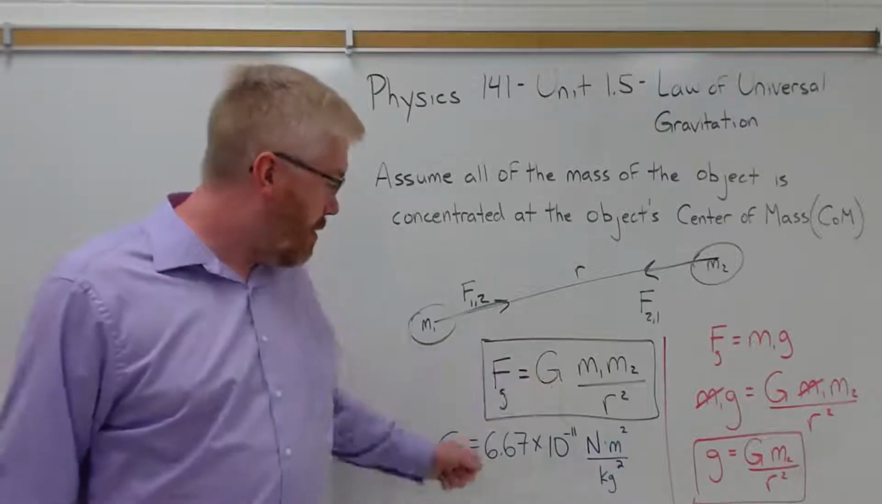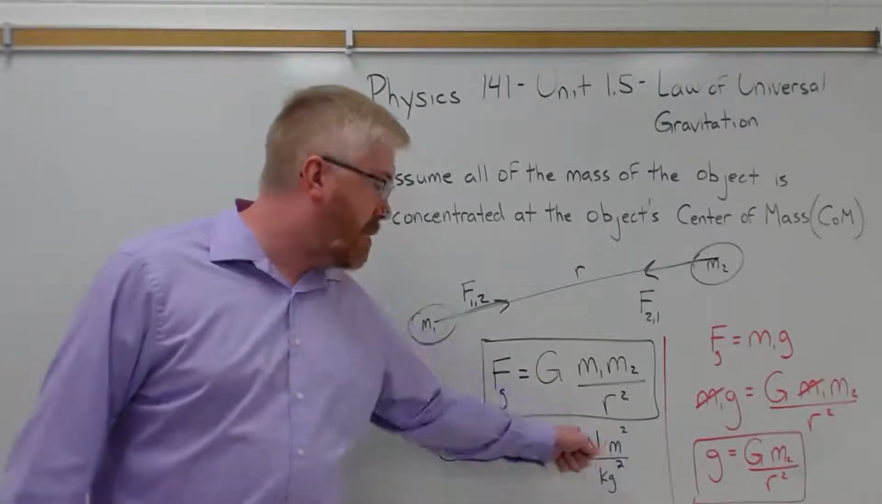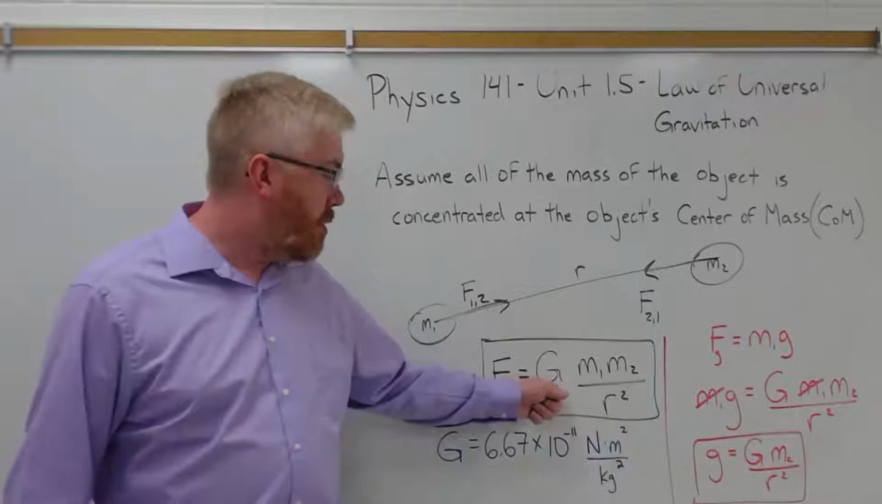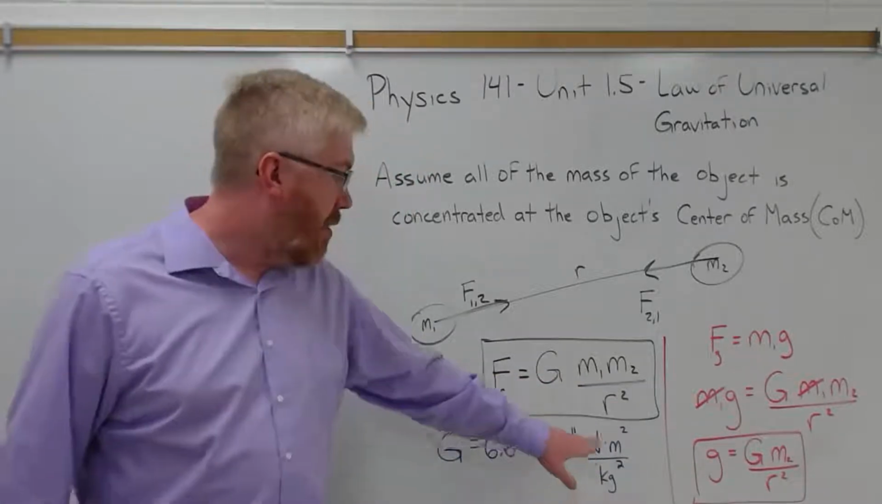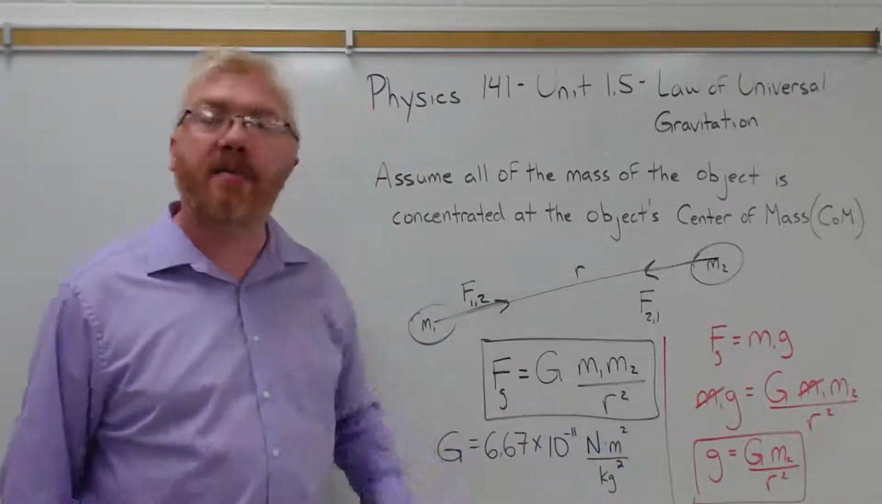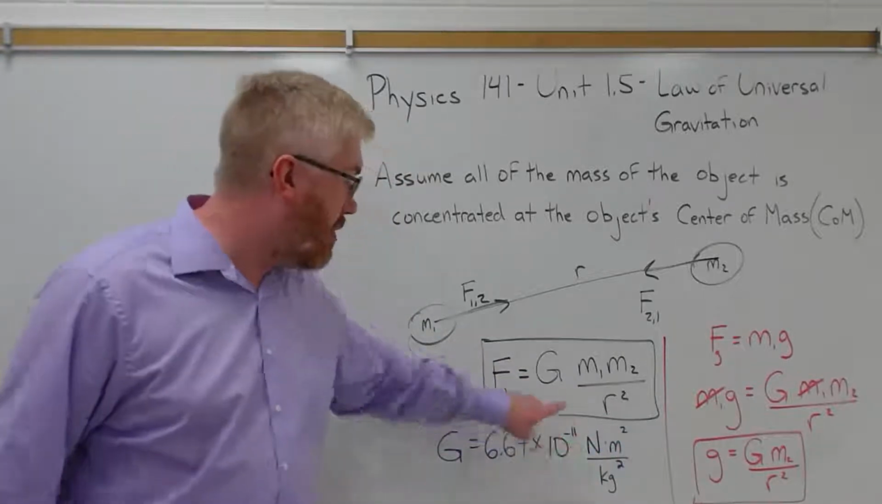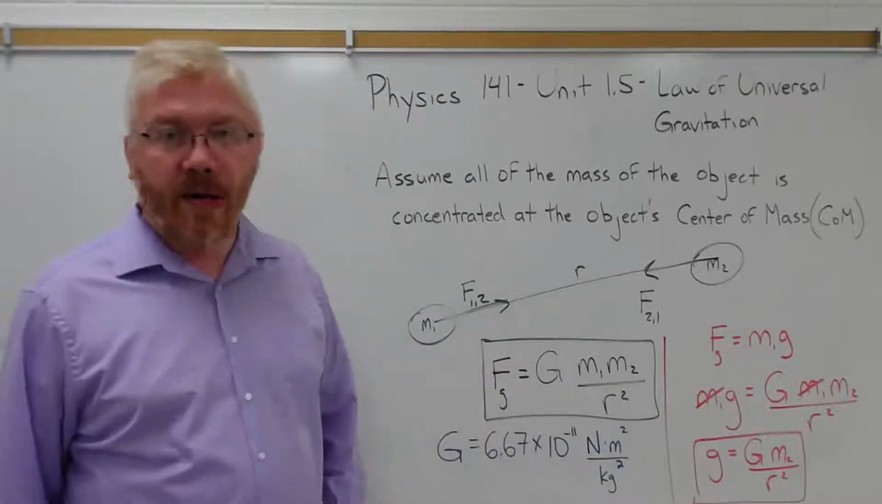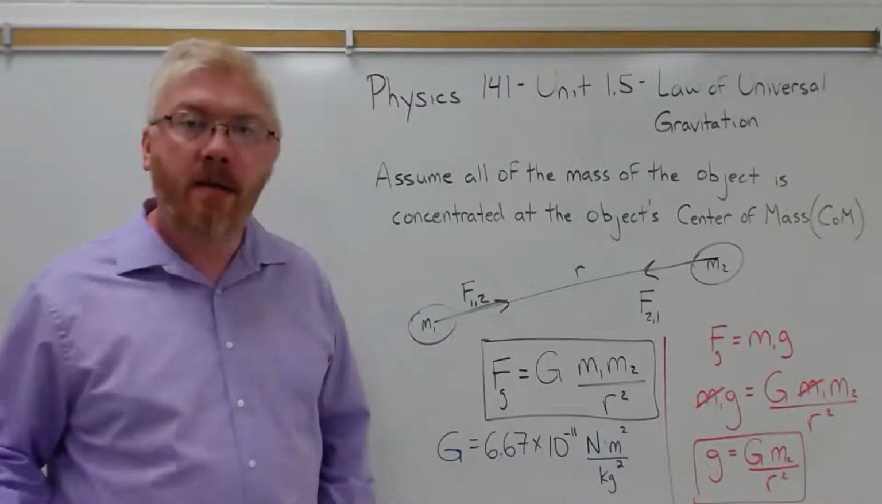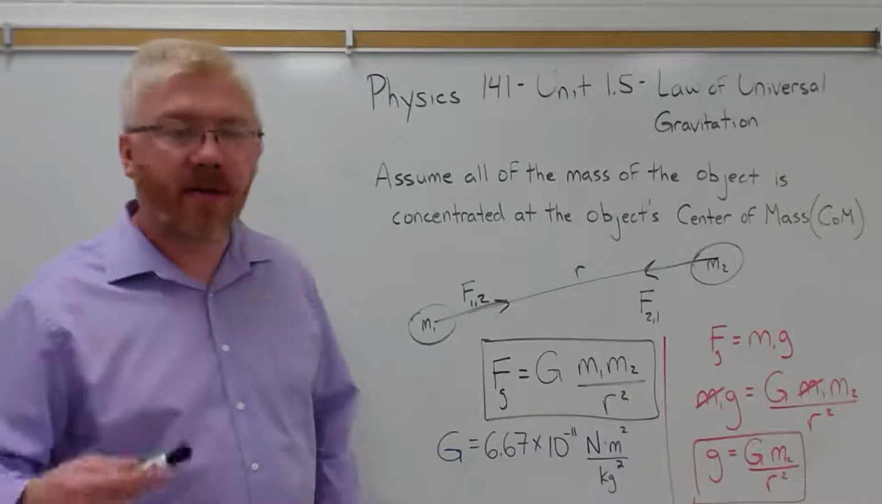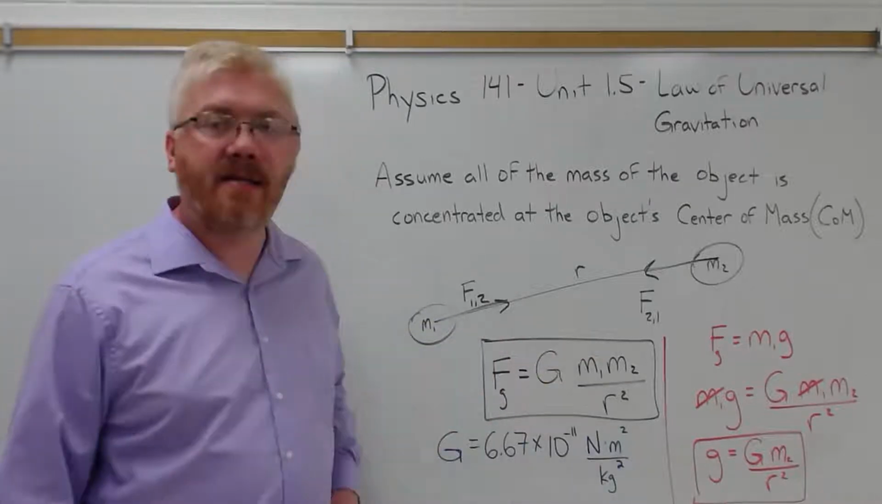So G, having these units, means that you have to use the mass in kilograms in order to get the kilograms to cancel. You have to use the distance in meters in order to get the meters to cancel, leaving you with newtons as your force. So it is important to make sure everything is SI. You have kilograms, meters, seconds, all that fun stuff, before plugging things into this equation.